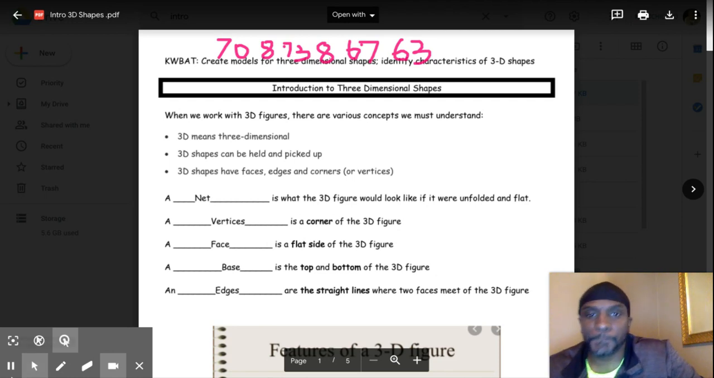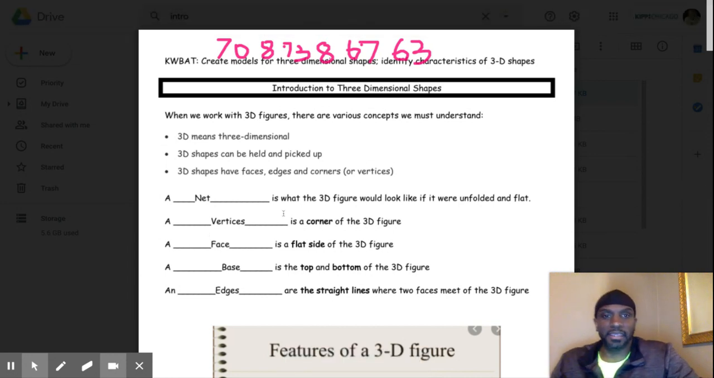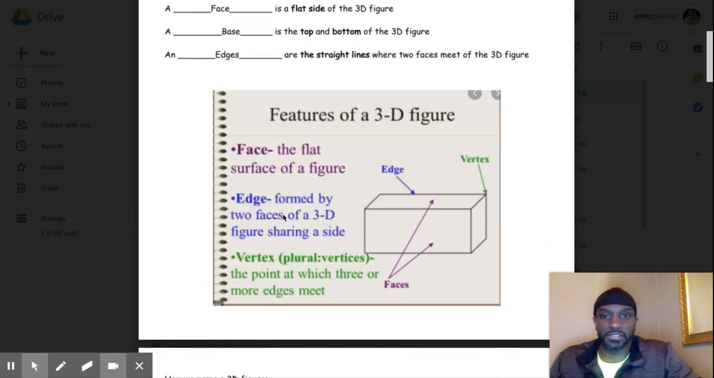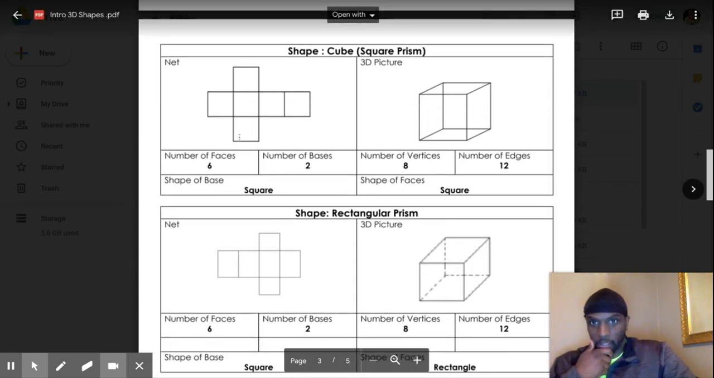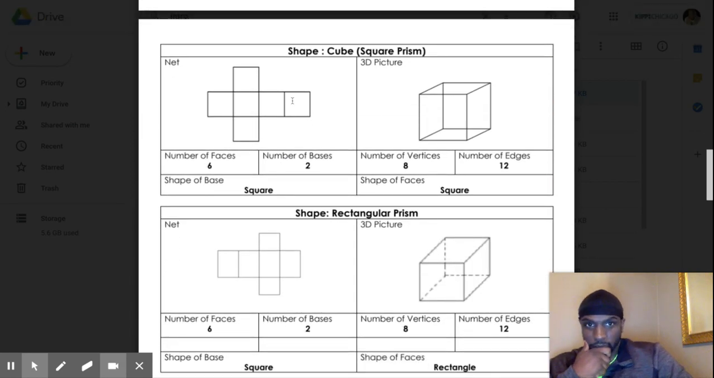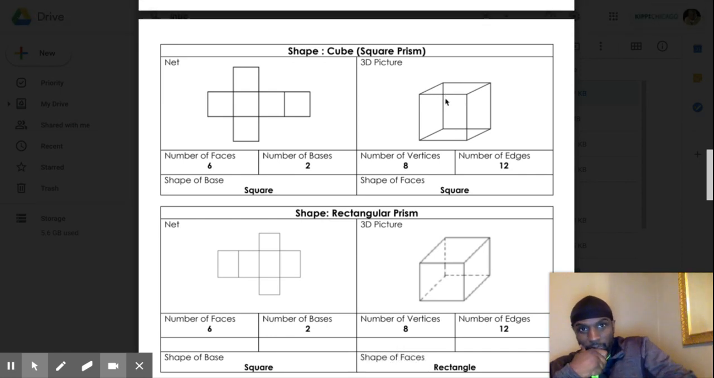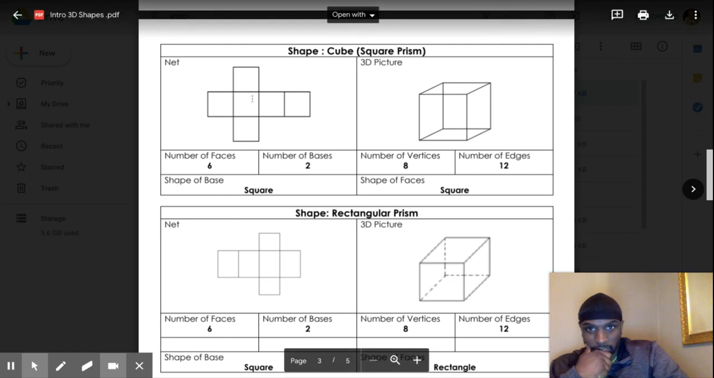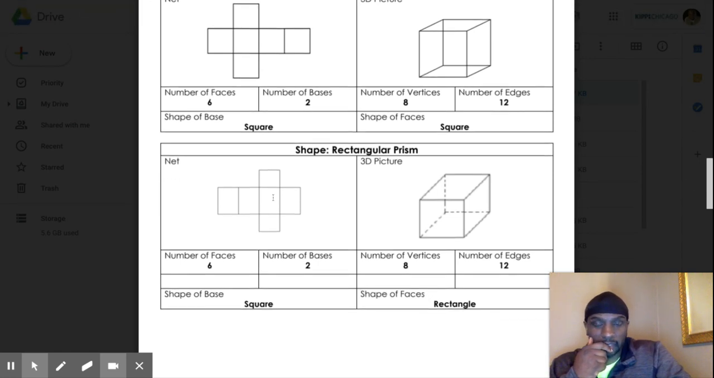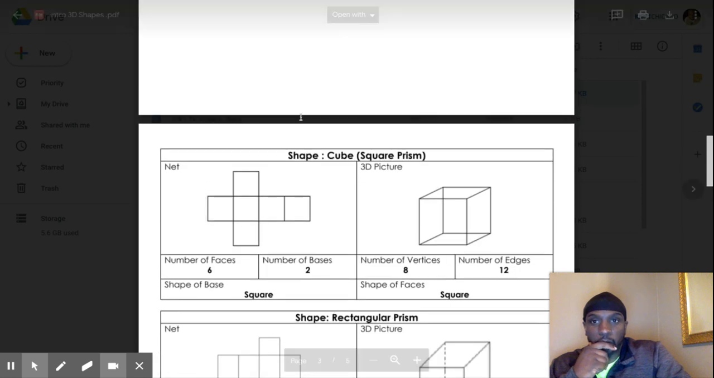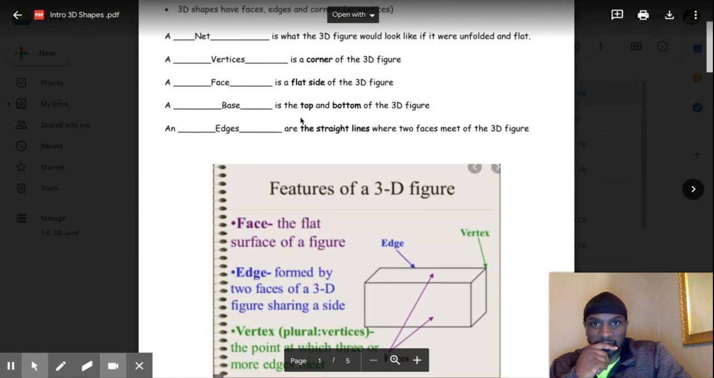All right, here we go. A net is what the 3D figure would look like if you unfolded it and laid it flat. I showed you guys yesterday that these are net drawings right here. If you were to unfold and flatten out that cube, it would look like this right here. If you flatten out the prism, it would look like this right here. These are called nets, okay? So you're going to learn a little bit more about nets today.